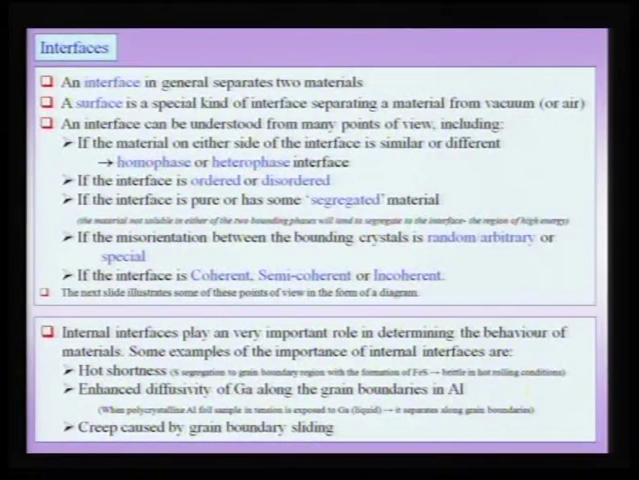If you want to understand an interface, we can look at it from many points of view. Like if across an interface the two materials are the same material or a different material, in other words, is it a homophase interface or a heterophase interface? We then talk about the interface in terms of the order inside the interface, and now we are talking about the order in the interface and not in the crystals or the phases bounding the interface. So, interfaces can be ordered or disordered from this perspective.